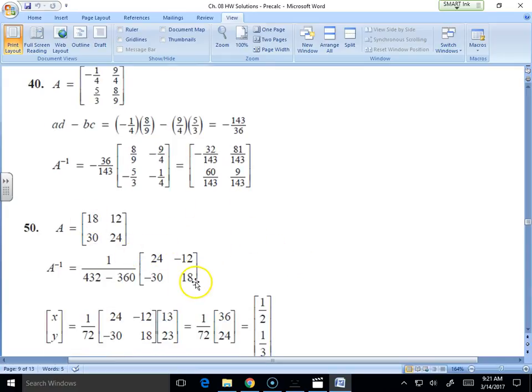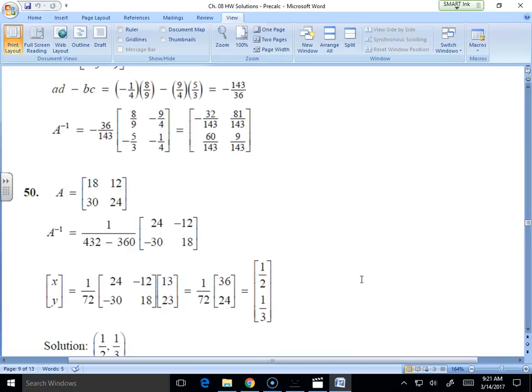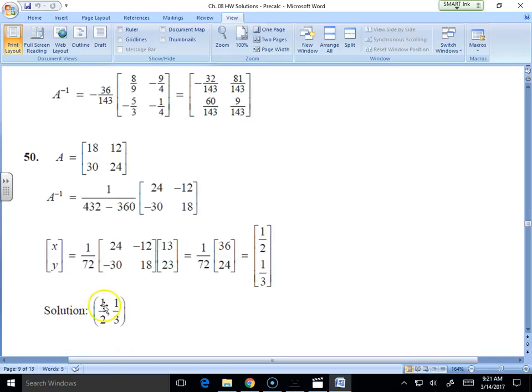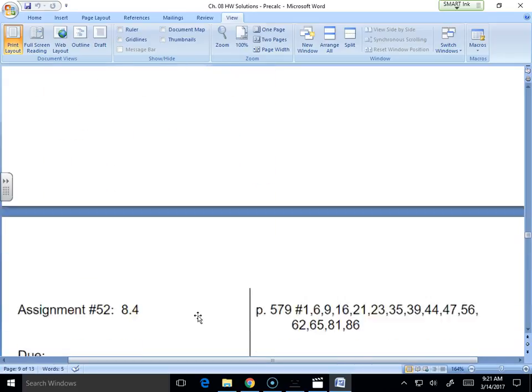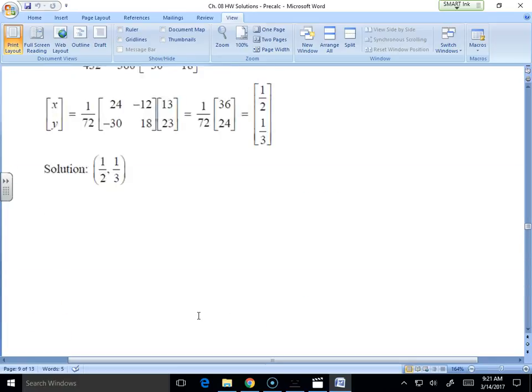Number 50, they used the formula as well because they were nasty big numbers. They didn't want to do any of that other work with it. After finding the inverse, they used it to solve for the variables. Your final solution was 1/2 and 1/3 for number 50. And then, okay, 50 was the last one.